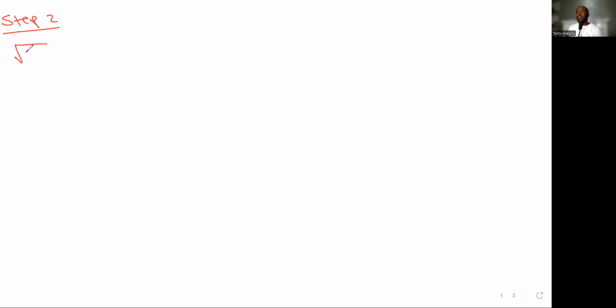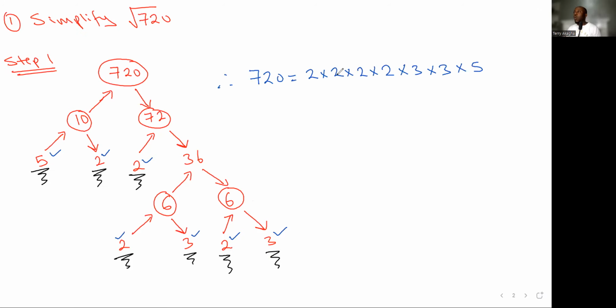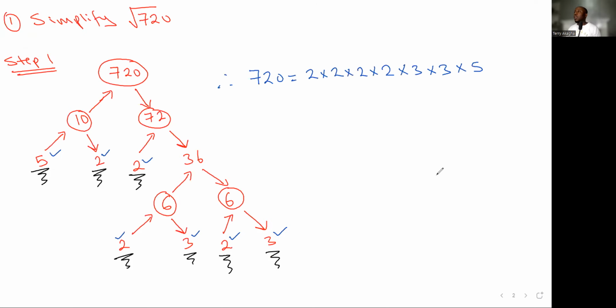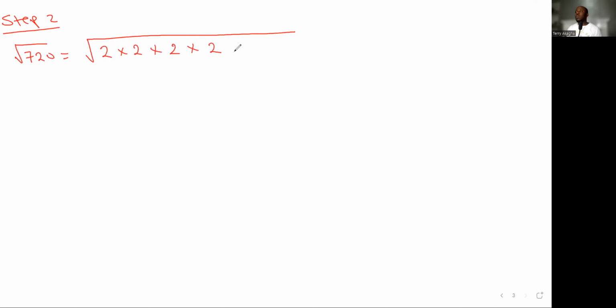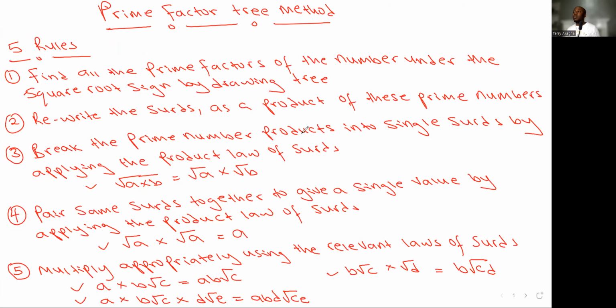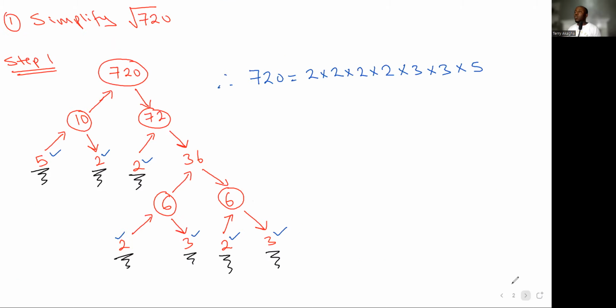So the square root of 720 is going to be equal to the square root of all these numbers we found. So 1, 2, 3, 4 is going to be 2 times 2 times 2 times 2. Then for the 3's, we have 3, 3, and 5. So times 3 times 3 times what? 5. Are you seeing it? We've rewritten it as a product. Now the second part is that we're told that we have to what? Break the prime numbers product into single surds by applying the product law of surds. So that means we have to break it down, step 3. So let's go to step 3.